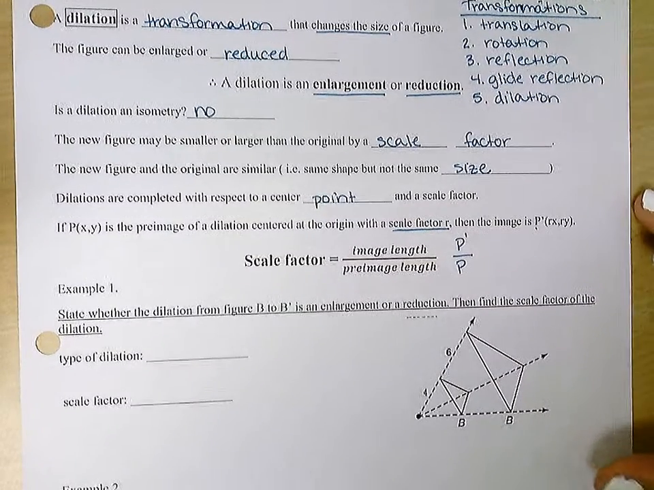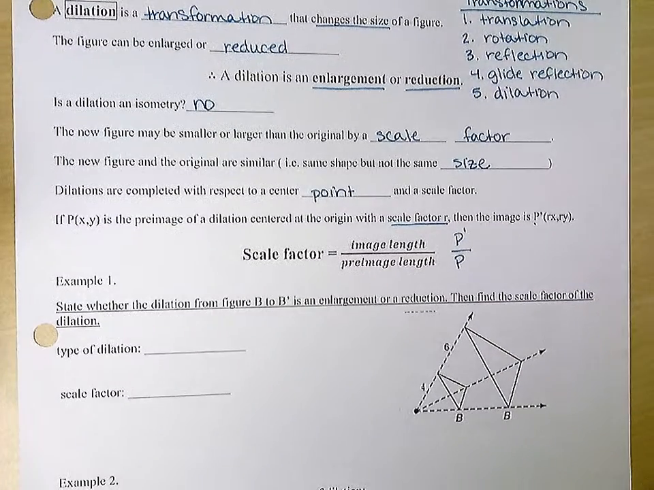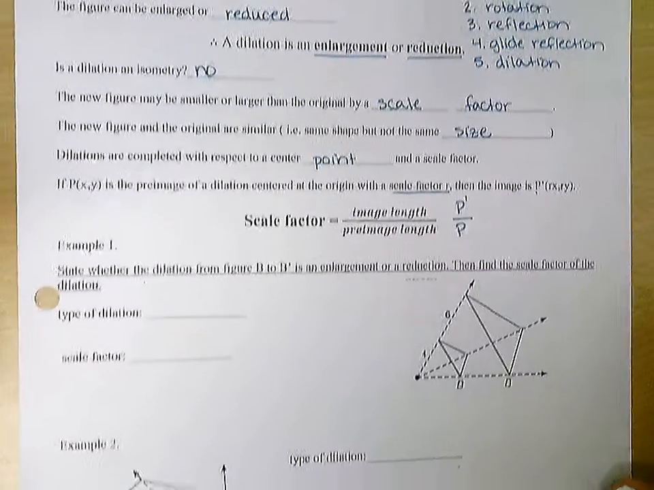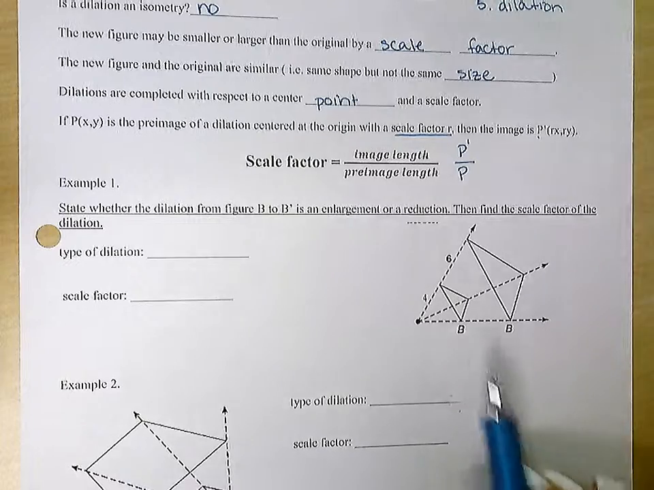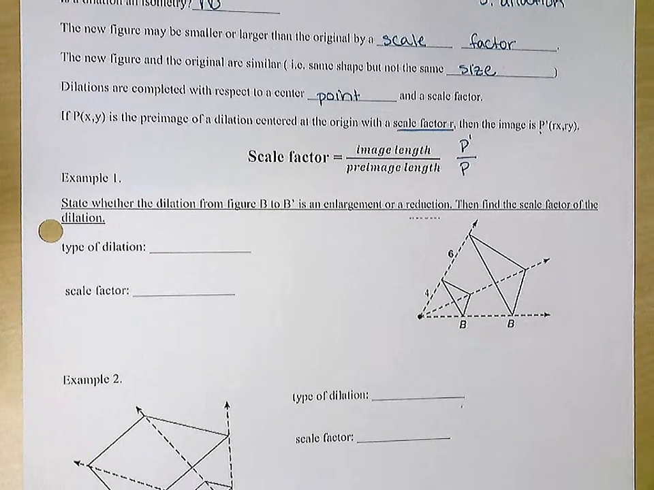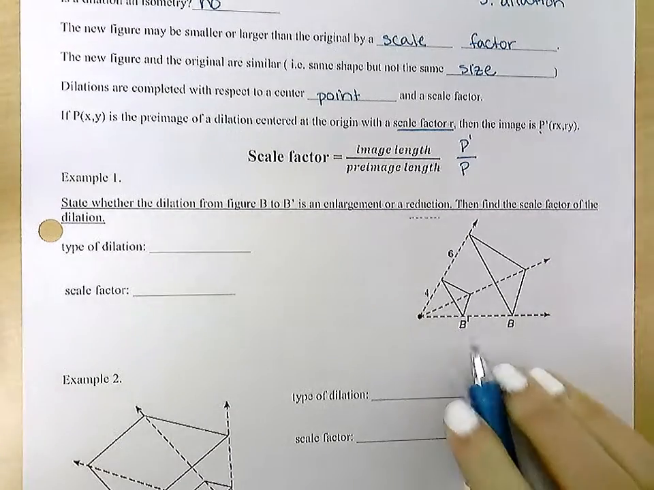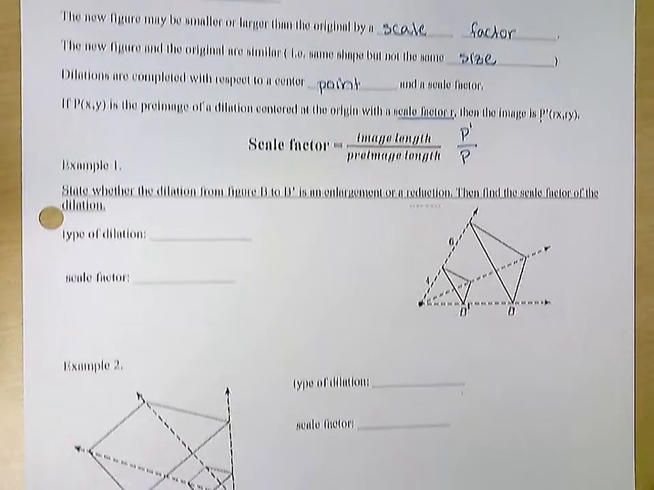So we're going to do some examples of this. We want to state whether the dilation from B to B prime is an enlargement or a reduction. Then find the scale factor of the dilation. Now, for this first example here, notice these are both B. It's not labeled prime. That was a misprint. This one right here is supposed to be B prime. So label that one as B prime.